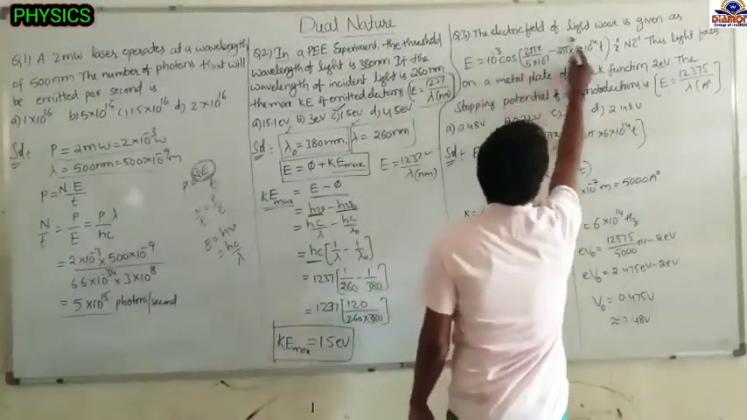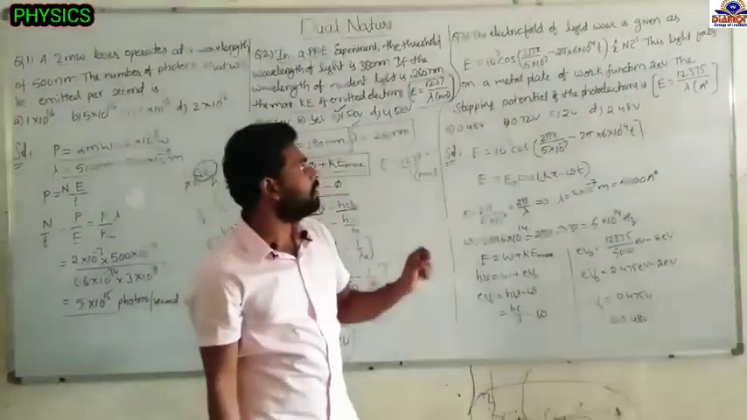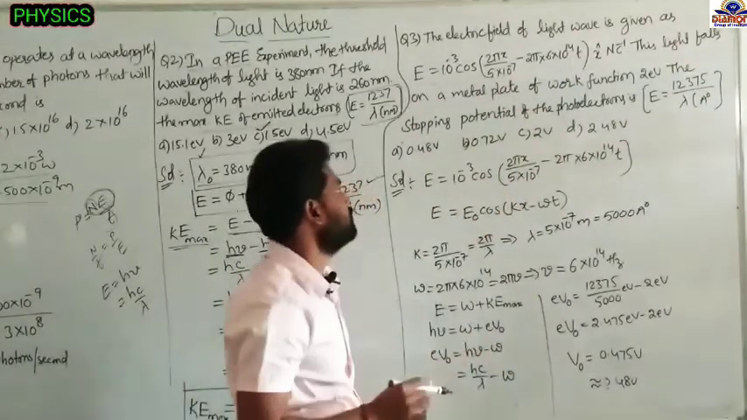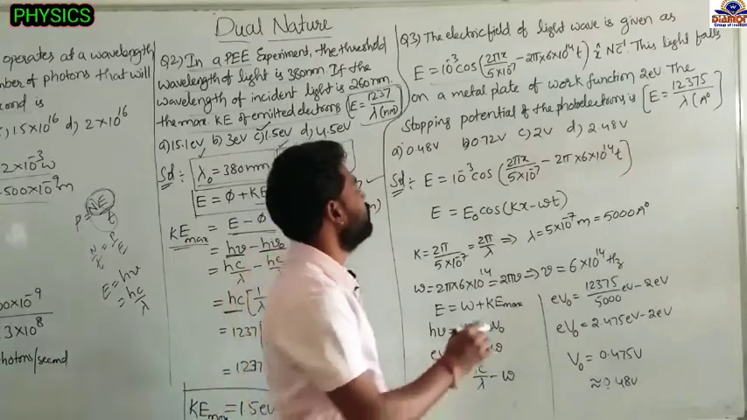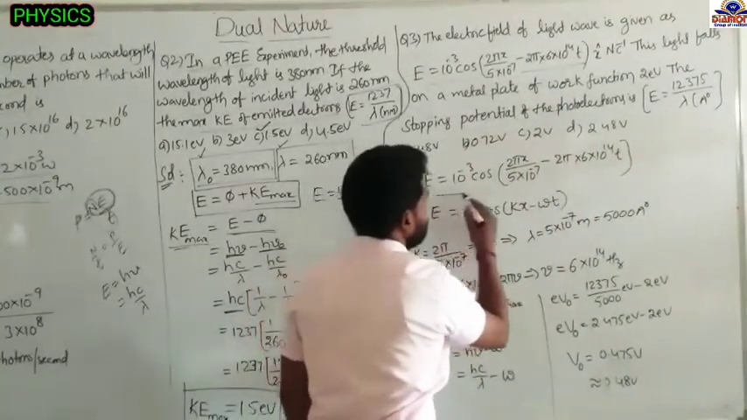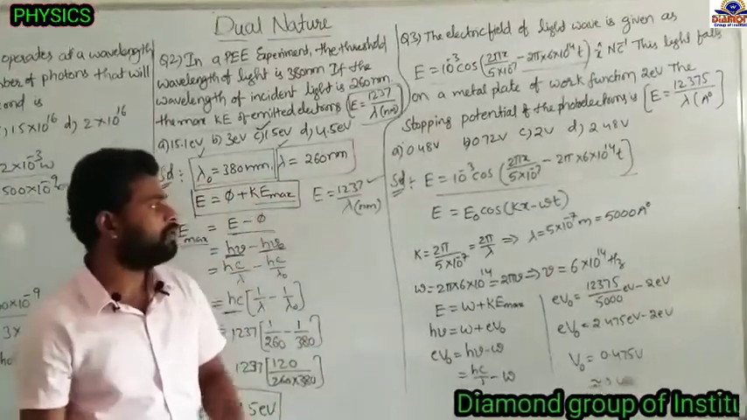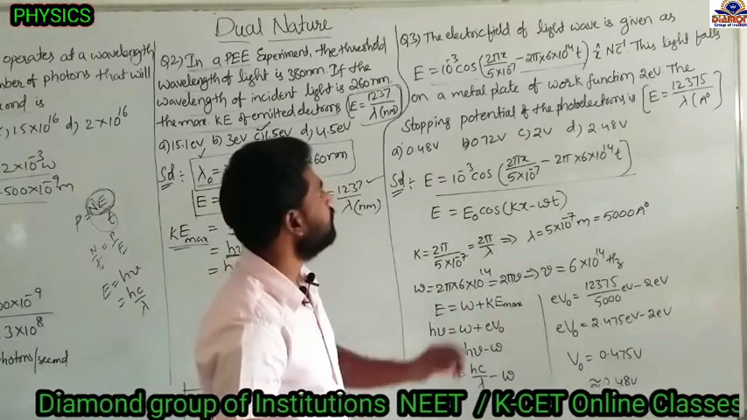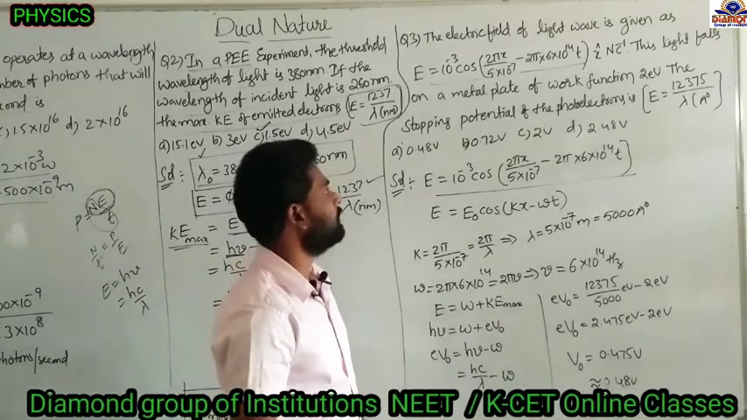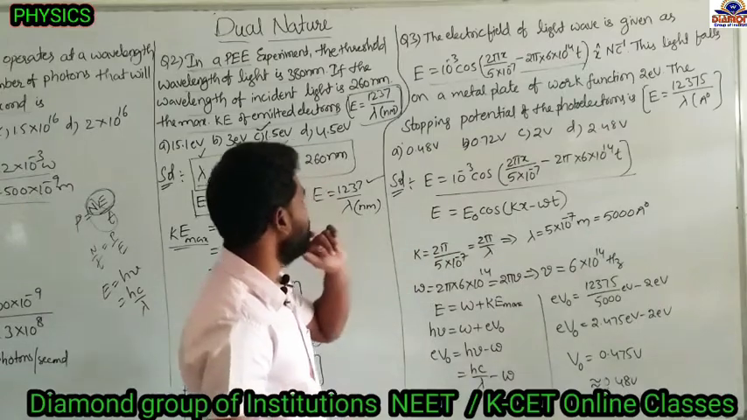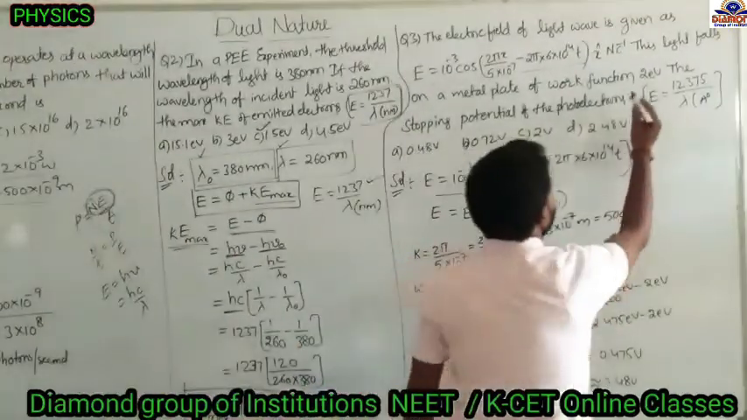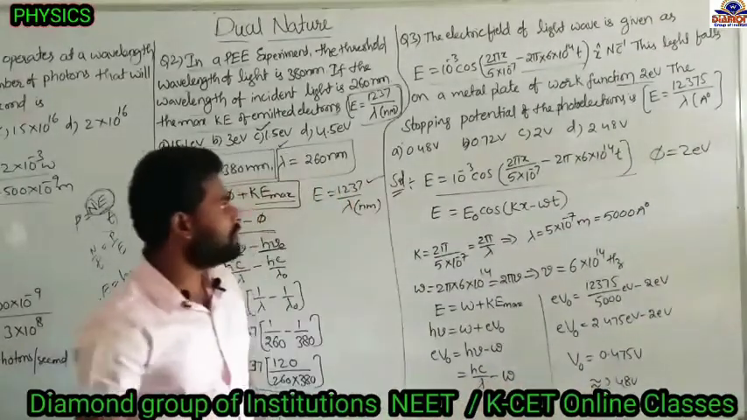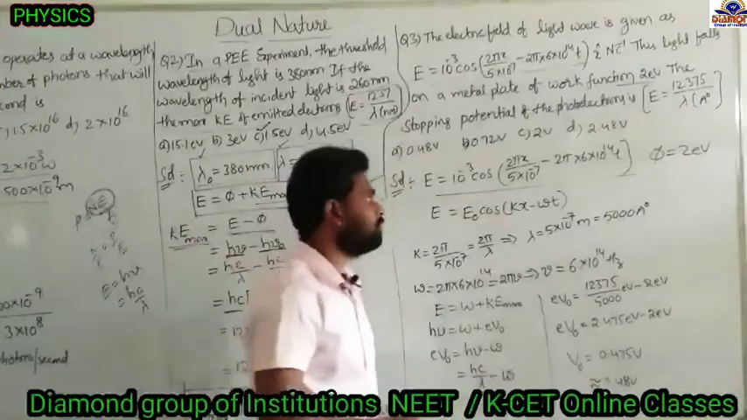The electric field of a light wave is given as E equal to 10 power minus 3 cos of 2 pi x by 5 into 10 power minus 7 minus 2 pi into 6 into 10 power 14 t, in the x cap direction, Newton per coulomb. This light falls on a metal plate of work function 2 electron volt. So work function phi equals the given 2 electron volt. The stopping potential of the electrons, we have to find.